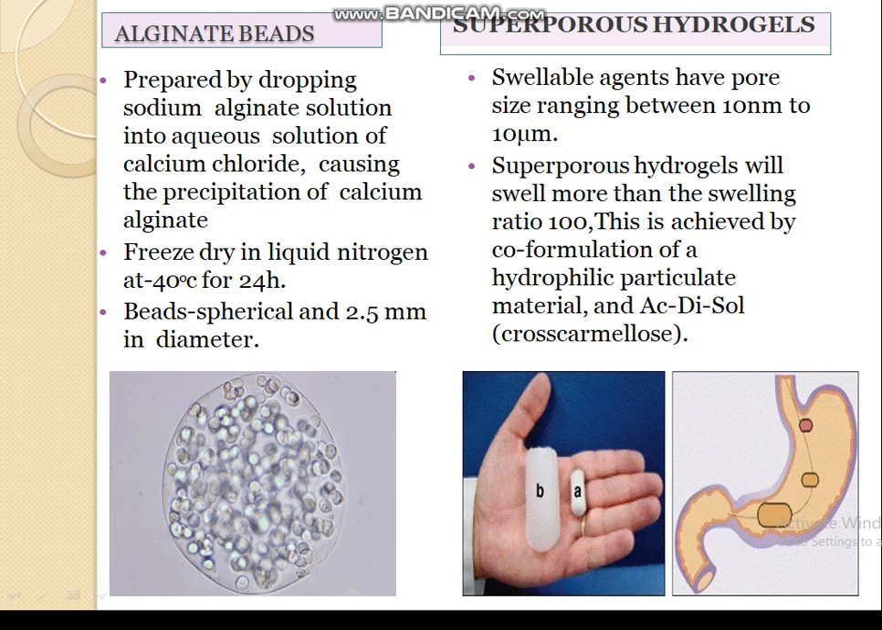Another approach is superporous hydrogels. These are swellable gels. In these gels, a swellable agent is incorporated so that it swells and comes on the floating. Swellable agents have pore range between 10 nanometer to 10 micrometer. Superporous hydrogels will swell with a swelling ratio of more than 100. This is achieved by co-formation of a hydrophilic particulate material and Ac-Di-Sol, that is croscarmellose.